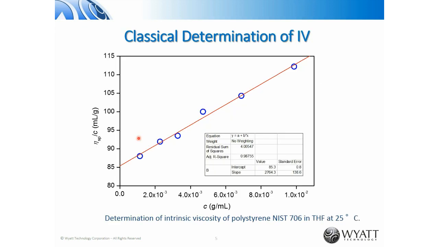So in a classical measurement of a batch intrinsic viscosity, typically what you have to do is prepare a series of samples and measure the specific viscosity divided by concentration for each sample at different concentrations. So here on the bottom axis we have the prepared concentration. On the vertical axis we have the specific viscosity divided by concentration. And then you fit this to a line and you extrapolate to low concentration.